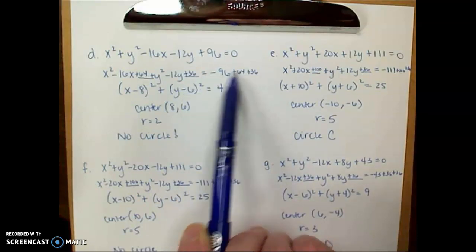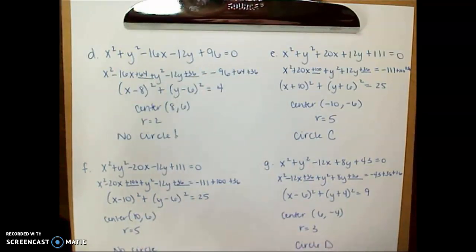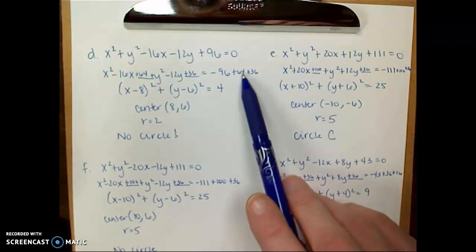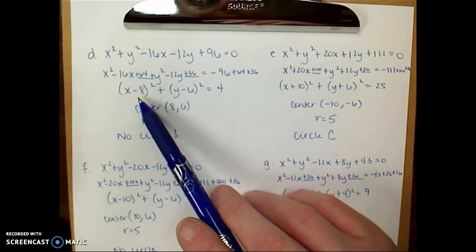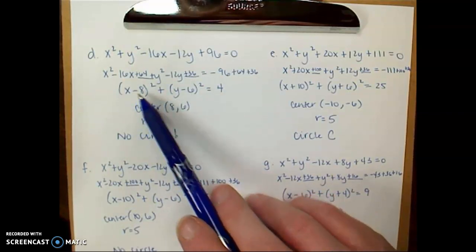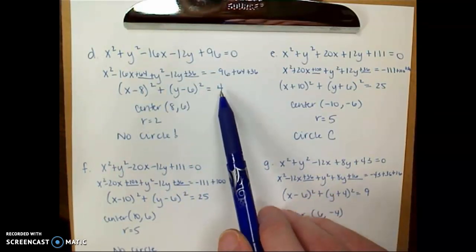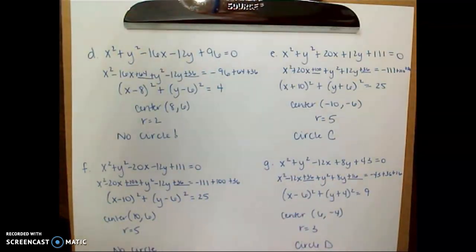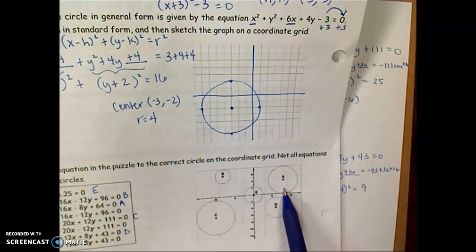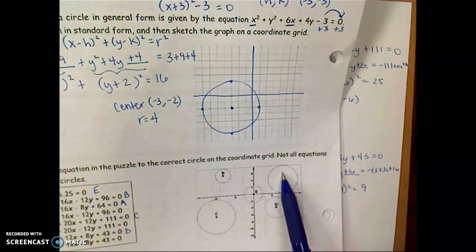These numbers will always be positive because you're squaring your half of b. So remember, if you don't get a perfect square here, something's wrong. Your center of this circle is the point (8, 6). Remember, it's the opposite of these signs. And the square root of 4 is your radius, which is 2. And that circle is not on your graph. The point (8, 6) would be up here, and that's not the center of any circle here.